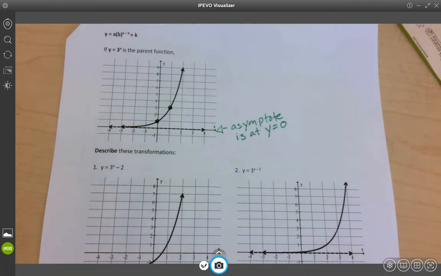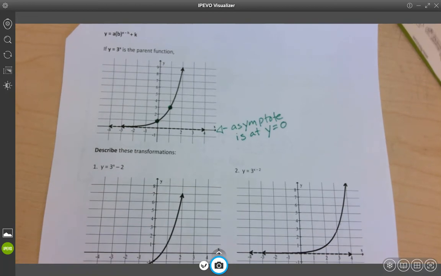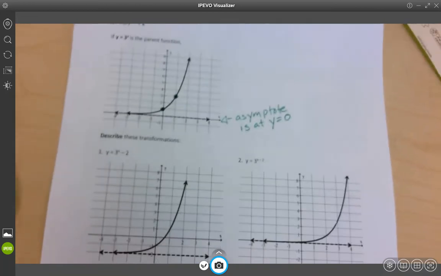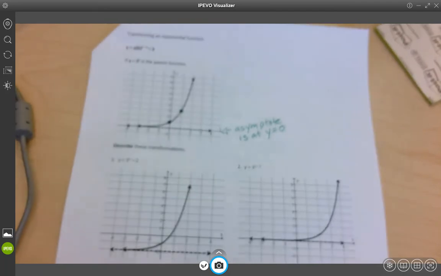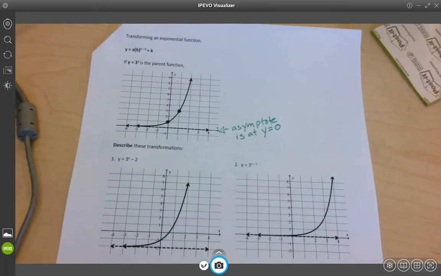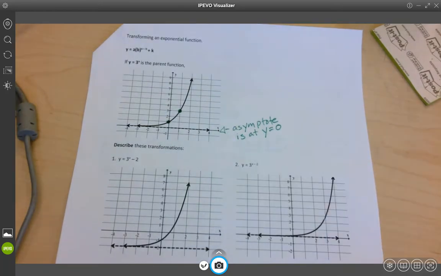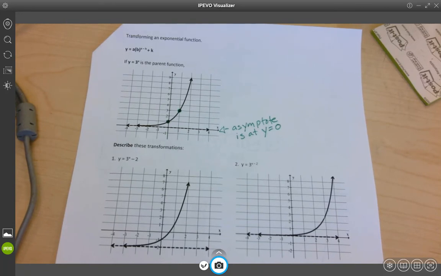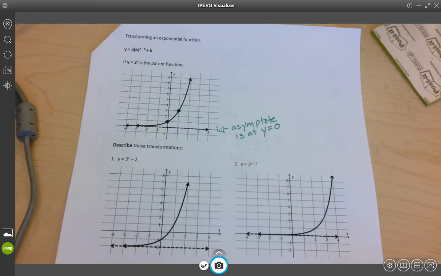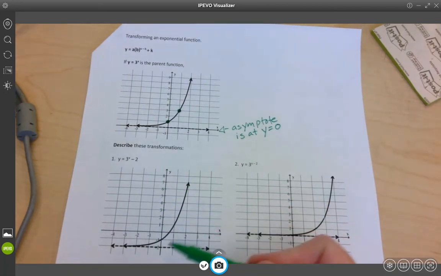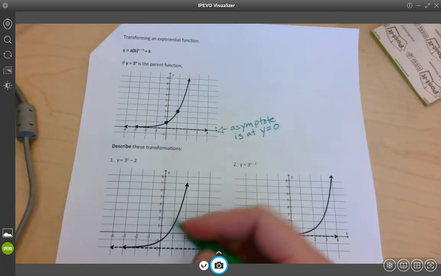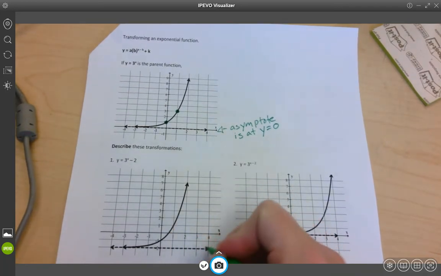So the first thing I look for when I'm trying to describe transformations of an exponential function is I look to see if the asymptote moved, because it's so much easier to tell than the points. So looking at the first problem, did the asymptote move from y = 0? Is it still at y equals 0? No, it's not. It's at y equals what number? It's right there. Yeah, it's negative, but you're right. So y equals -2 is the asymptote.